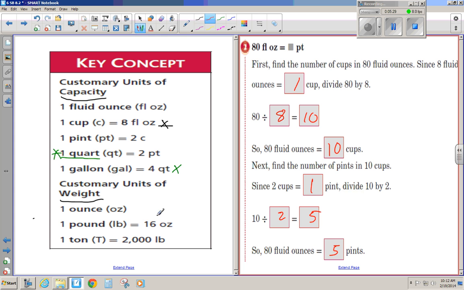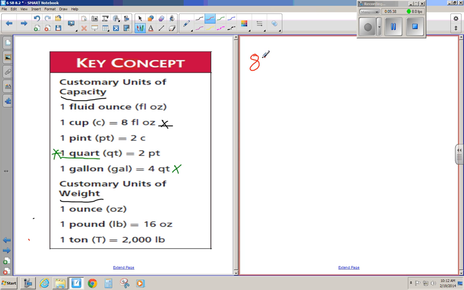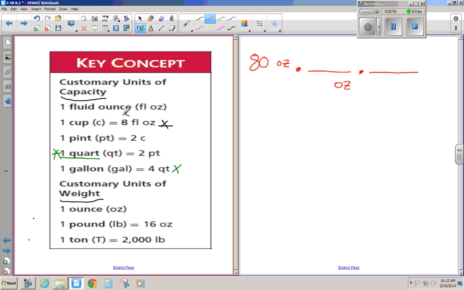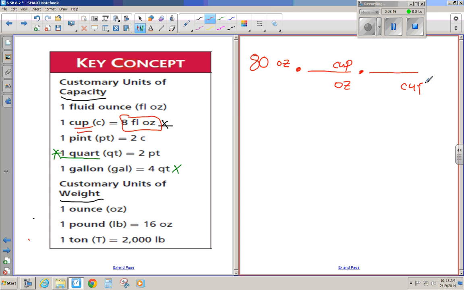Now, we're going to do it like we did just a second ago. So 80 fluid ounces. And we're going to multiply by a couple different conversion factors. Well, first off, we have to get rid of ounces. So ounces have to go in the denominator. And look, here are ounces comparing to cups. Well, we now have to get rid of cups. So since cups is in the numerator, cups go in the denominator. And the cups are equal to pints. And all we have to do now is write the numbers in there.